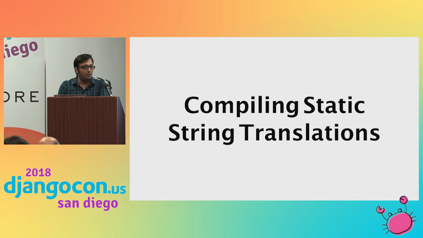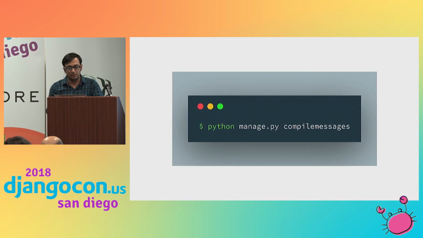So we have defined all the static string translations, and now we'll see how to compile them. We'll run the command python manage.py compilemessages. As soon as we do that, this will generate django.mo files corresponding to all the django.po files that are there.